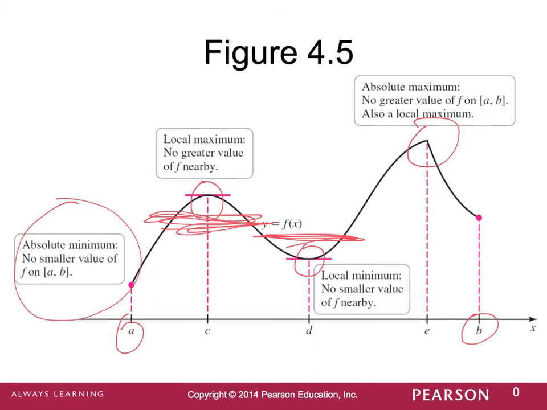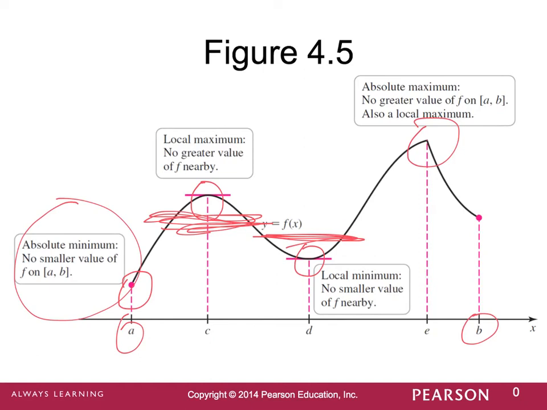One thing to mention here is that the endpoints A and B will never be local extrema or relative extrema. However, they could be absolute extrema because this is the lowest point at which our function goes on our interval here. And so we say it's the absolute minimum. If we have the highest point, then it's the absolute maximum.